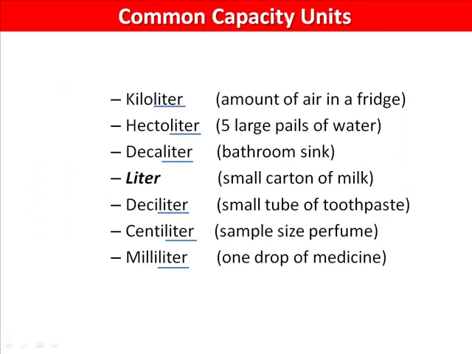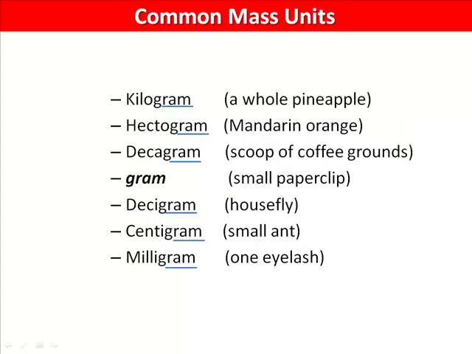Before we try a few examples, I wanted to mention that the decimal conversion system works with capacity units as well. Notice that the only difference is the root word. Capacity measures in liters, but all of the prefixes are the same. Liter is the base unit, and some common items for each measurement are shown. The same applies to mass units. The base unit is gram.